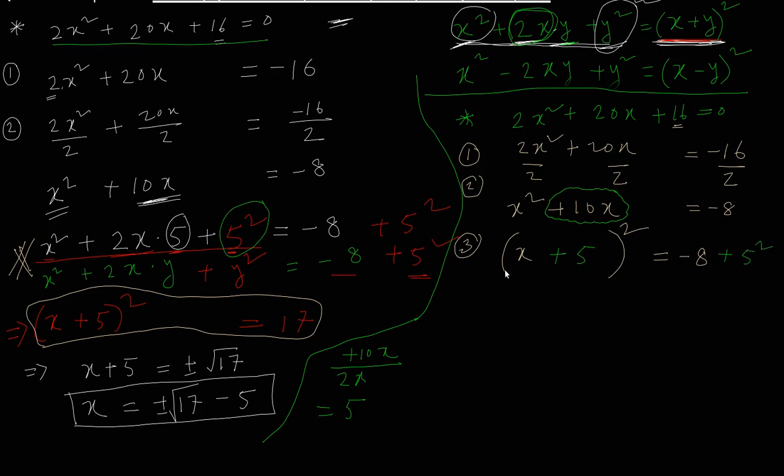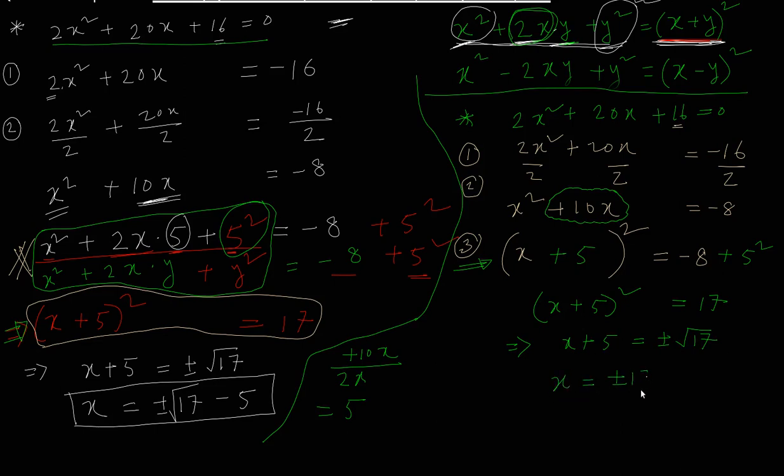So you see, I am able to write step number 3 in one shot, exactly like here, and I am skipping these two extra lines. Okay, so it makes our life easy. So now what you have is 17 on the right, and this is going to be x plus 5 square. So you have x plus 5 equals plus minus square root of 17. So our x is going to be plus minus square root of 17 minus 5. So this is our answer, and as you can see, this is exactly the same answer.